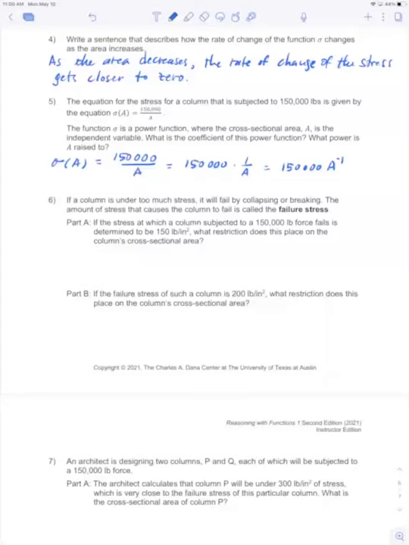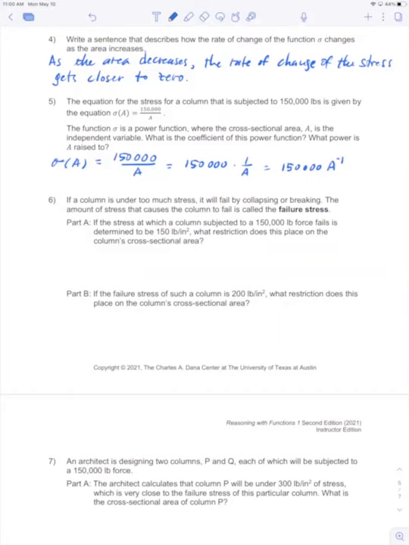Part 6, if a column is under too much stress, it will fail by collapsing or breaking. The amount of stress that causes the column to fail is called the failure stress. Part A, if the stress at which a column subjected to a 150,000 pound force fails is determined to be 150 pounds per square inch, what restriction does this place on the column's cross-sectional area?